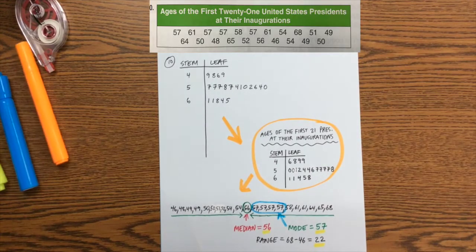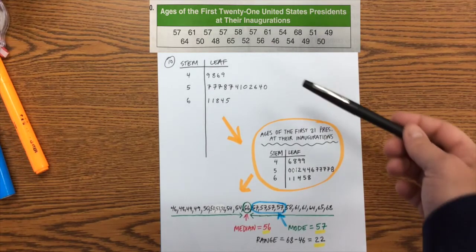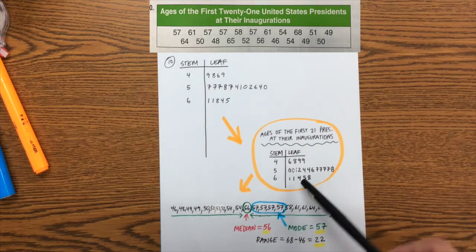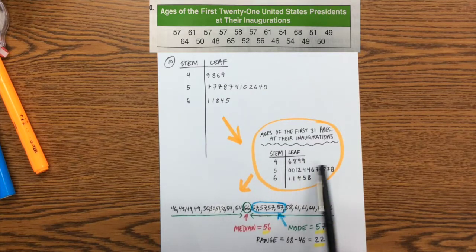All right, guys, for the final problem, for the purposes of time, I did all the work for you. Your stem and leaf plot should look like this, with the title, the stem, and the leaf with all the numbers in numerical order. I used this to write out the information from least to greatest. I found that the median was 56, the mode, the number that appeared most frequently, was 57, and the range, which is the difference between the smallest number and the largest number, is 22.